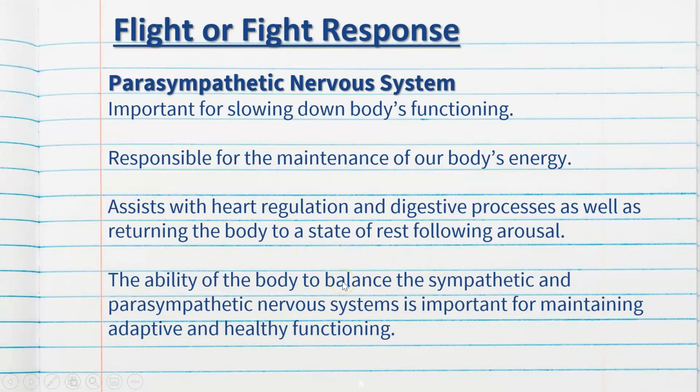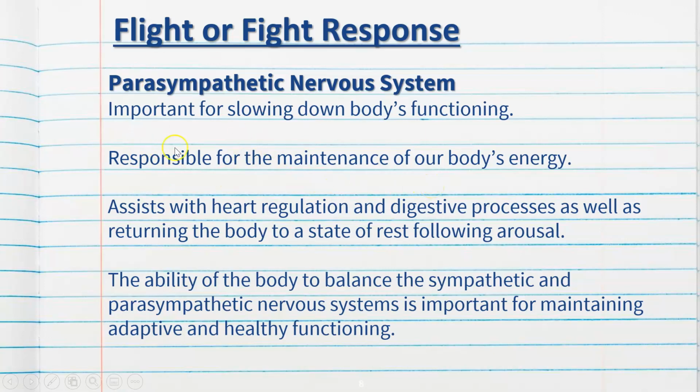Now, that's all well and good. The sympathetic nervous system keeps us alive, and it activates our flight or fight response and enables us to get out of danger if we need to. But just as important as that is our parasympathetic nervous system, which is the other section of our ANS. And this is responsible and important for slowing down our body's functioning. So it's responsible for the maintenance of our body's energy.